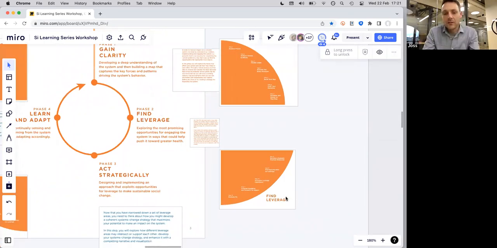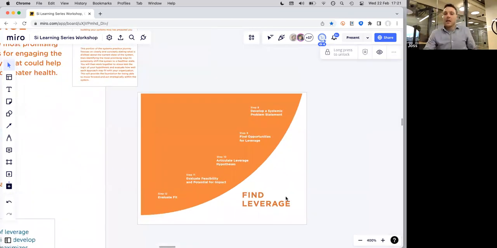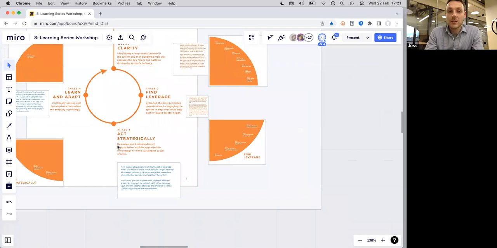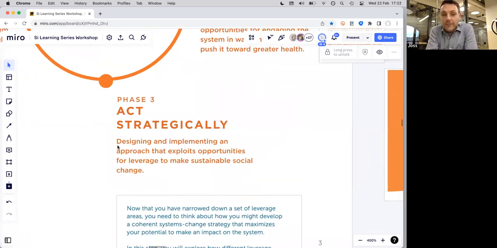So that's the second phase here, and you can see what they have kind of listed out there around finding leverage points. Develop a systemic problem statement, find opportunities for leverage, articulate leverage hypotheses, evaluate feasibility and potential for impact, and so on. So you can read more up there. In the third stage, talking about act strategically. Design and implement an approach that exploits opportunities for leverage to make sustainable social change.